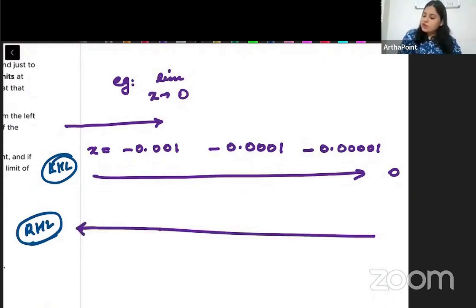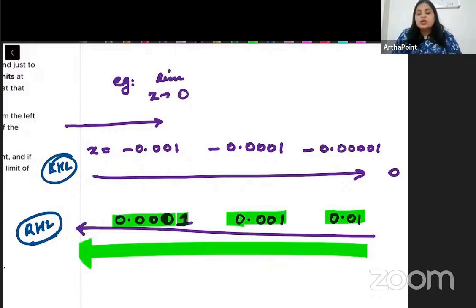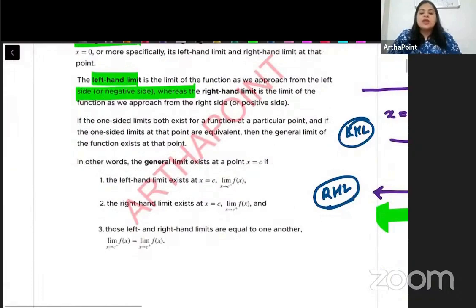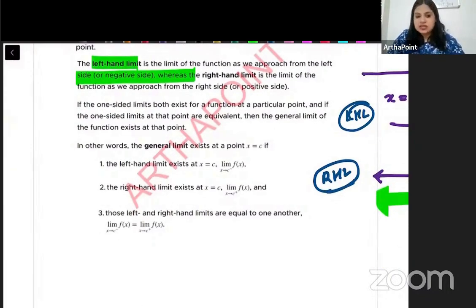Right? So I will go closer and closer to 0. You see, this is becoming smaller and smaller, and it is becoming closer and closer to 0. Are you getting it? So that is going to be the right hand limit that I want to test.